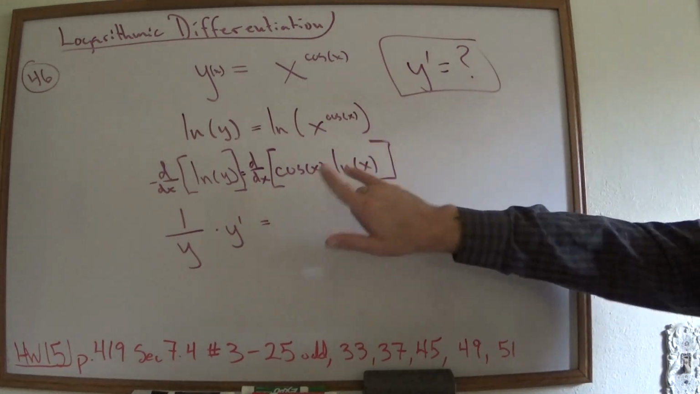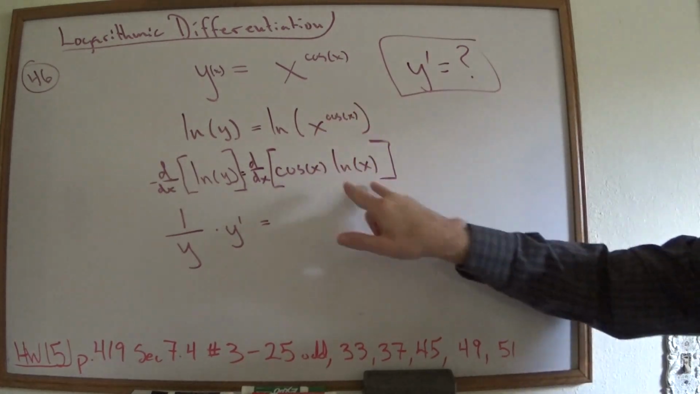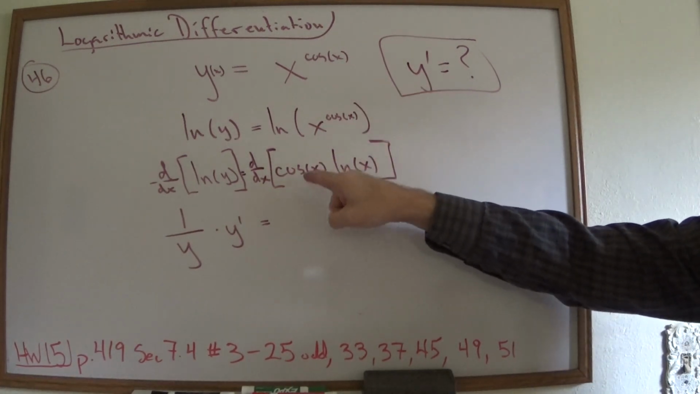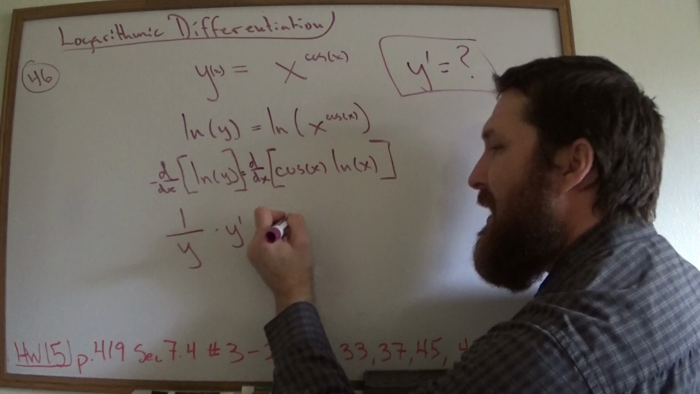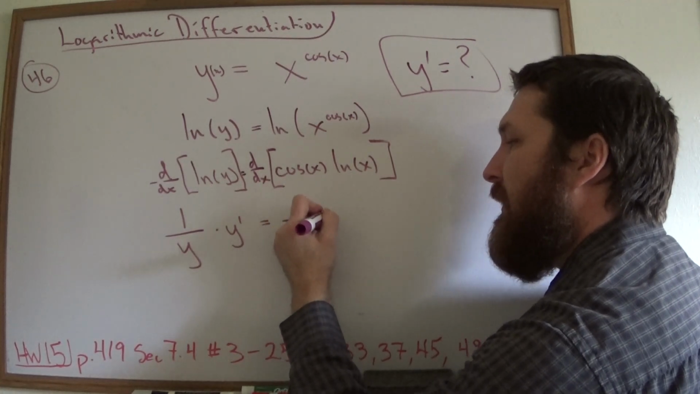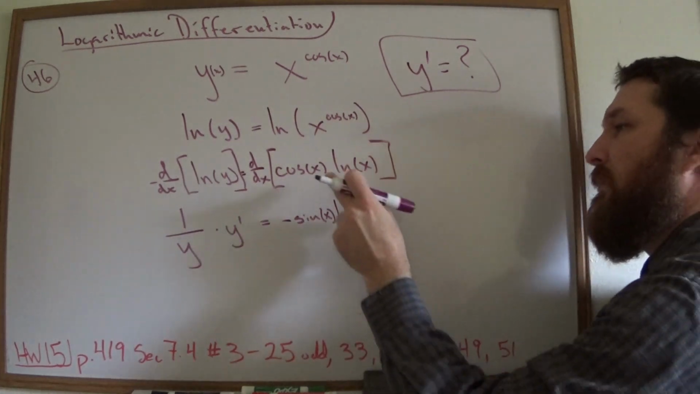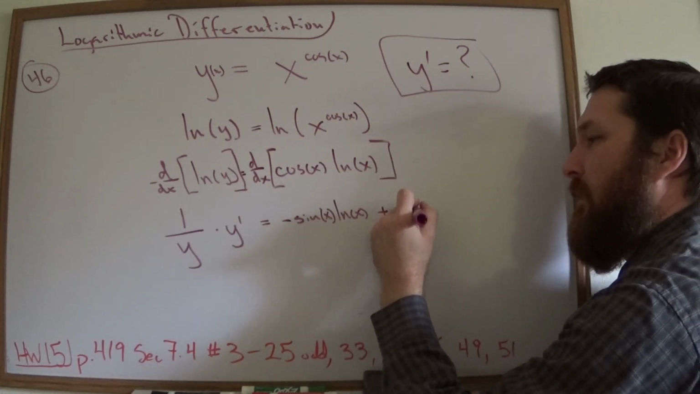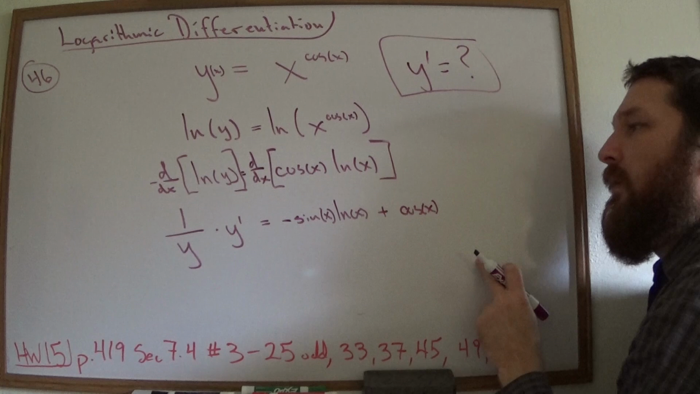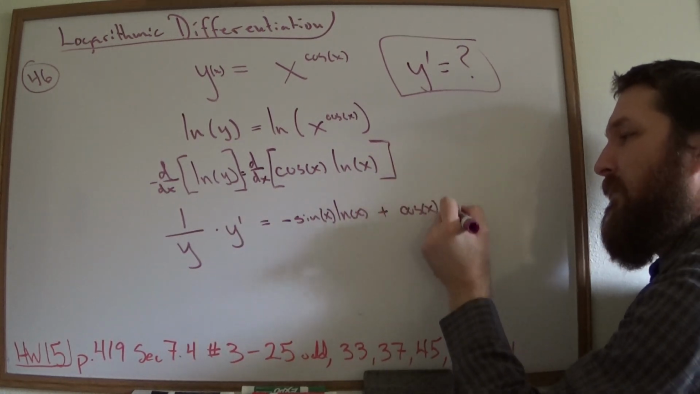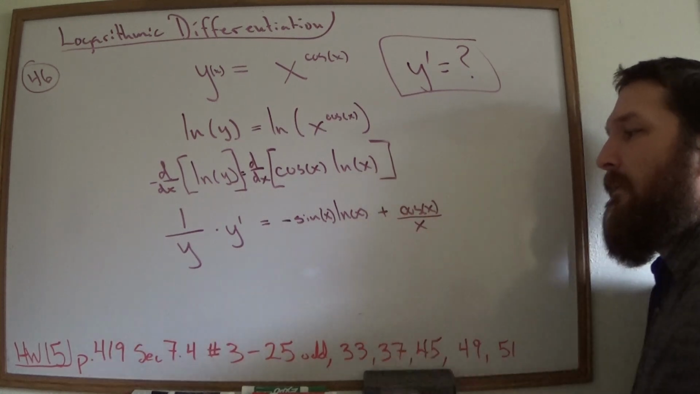Now, this is a product. What's the derivative of cosine? Negative sine, leave log x alone. Add that to leaving cosine alone, times the derivative of log x, which is 1 over x. So I could write it as 1 over x.